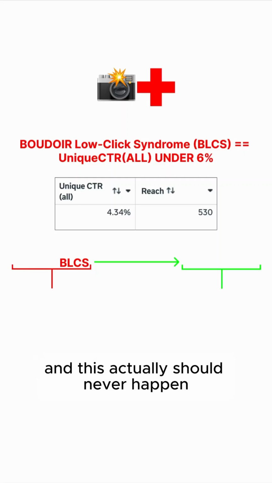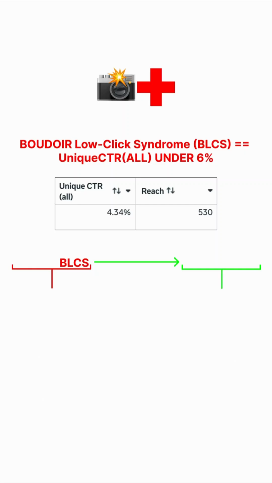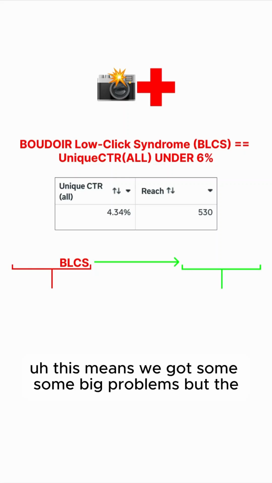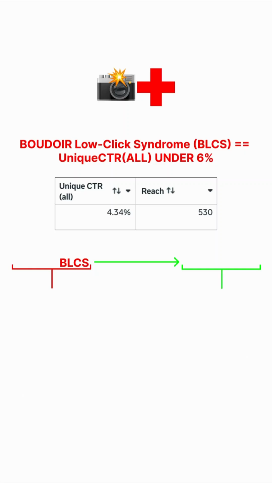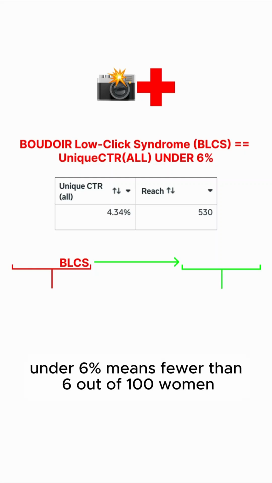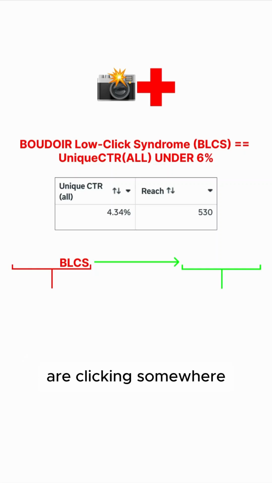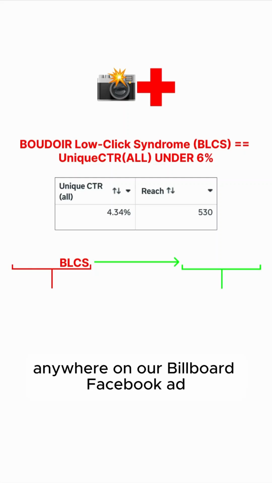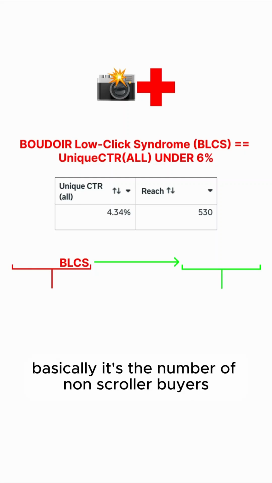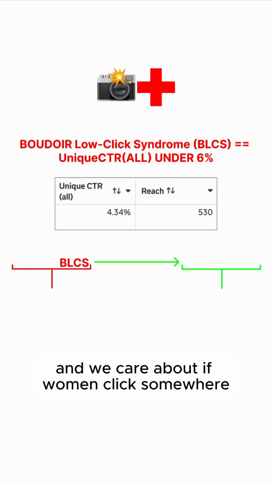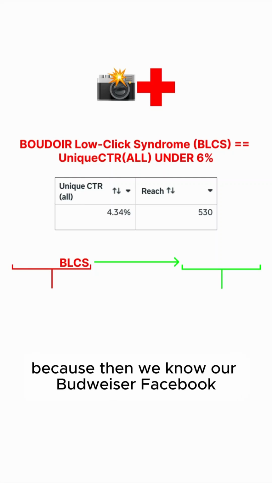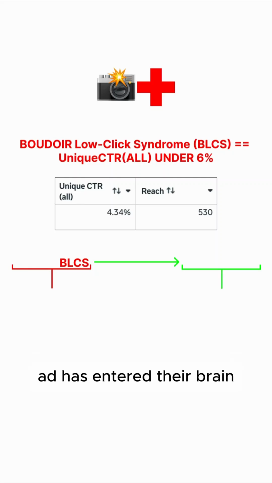And this actually should never happen. This means we got some big problems. Unique CTR under 6% means fewer than 6 out of 100 women are clicking somewhere, anywhere on our Boudoir Facebook ad. Basically, it's the number of non-scroller buyers. And we care about if women click somewhere, anywhere on our Boudoir Facebook ad because then we know our Boudoir Facebook ad has entered their brain.